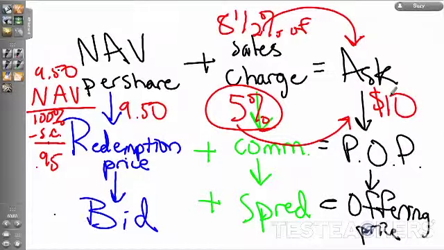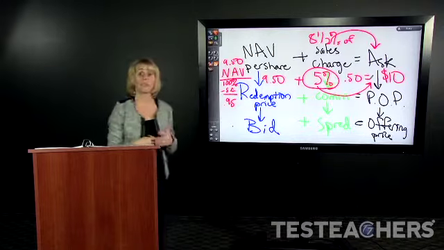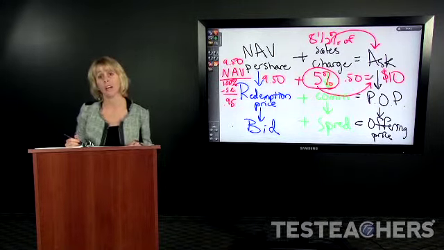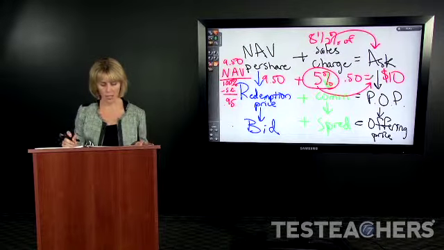And then I always double check my math because I'm a math nerd. 5% of 950 is 50 cents. 950 plus 50 cents equals $10. Yes, I got it right. So I always double check. Be really careful. Just remember that the sales charge is expressed as a percentage of the ask, not as a percentage of the bid.